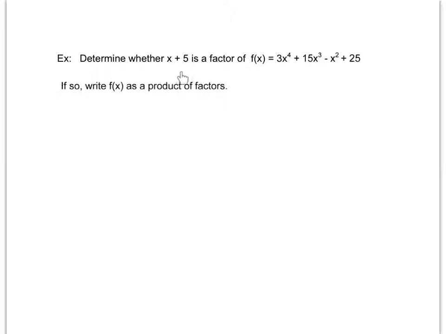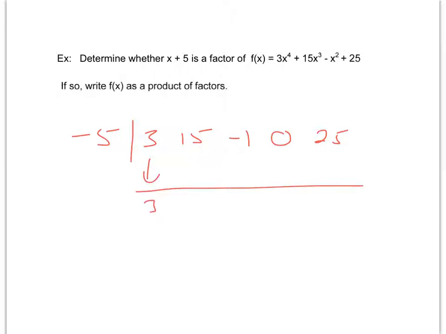So I'm going to take my x plus 5. My p, whatever we want to call it, is negative 5. I'm going to build my wall, and I'm going to write the coefficients of my dividend: 3, 15, negative 1. I have a 0 for the x and a 25. Okay, bring down my 3. Negative 5 times 3 is negative 15. That gives me a sum of 0. Negative 5 times 0 is 0. Negative 1 plus 0, of course, is negative 1. Negative 5 times negative 1 is positive 5. 0 plus 5 is 5. And negative 5 times 5 is negative 25. 25 plus negative 25, of course, is 0.